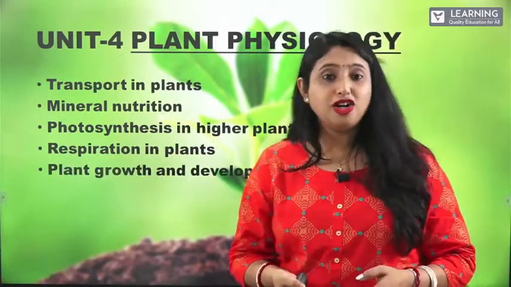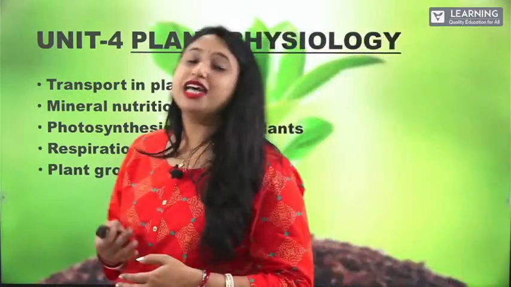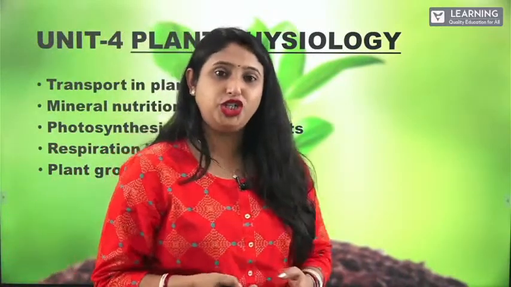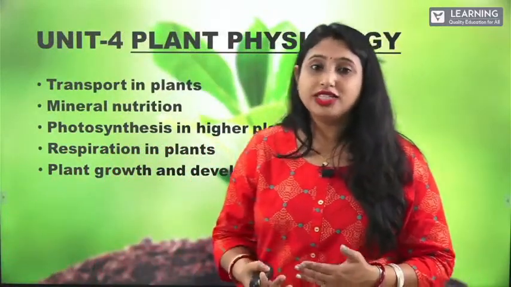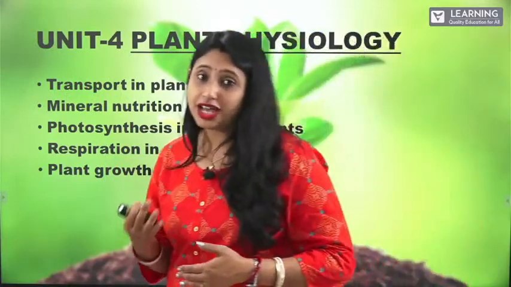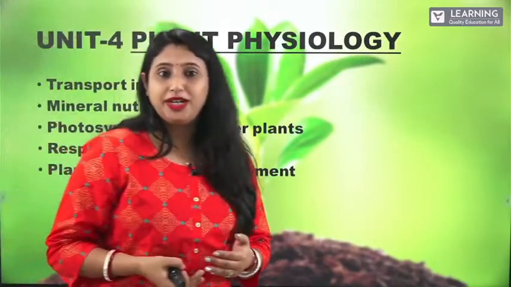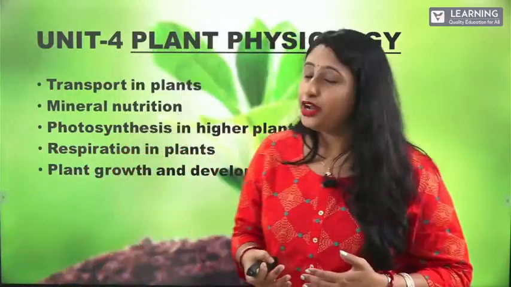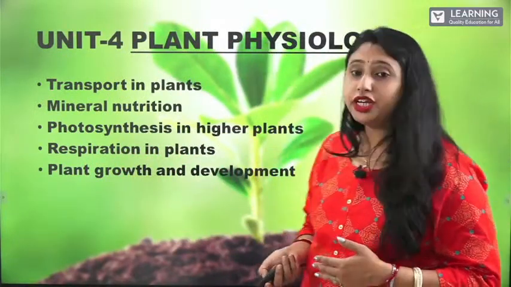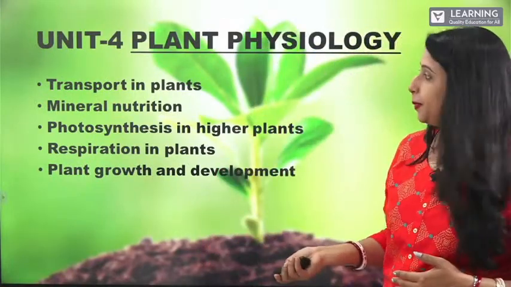And next is all about plant growth and development. So how plants grow: they need hormones for their growth and division. You'll be learning about auxin, cytokinin, gibberellin, all the plant hormones, and how they function for the growth and development of the plants. Clear? So these are the chapters under Unit 4, that is plant physiology.